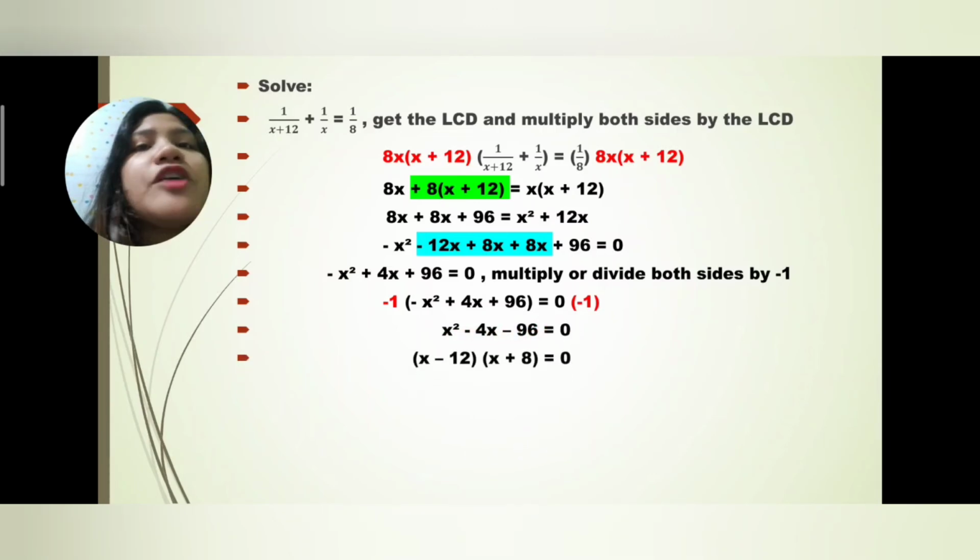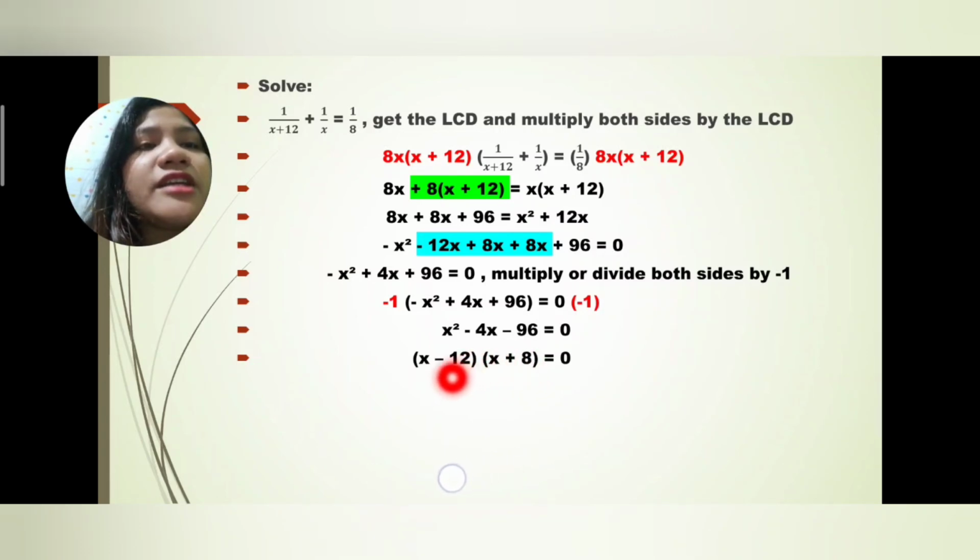Next is we are going to find the factors. We will use a factoring method. So, ang gagawin mo una is, hahanapan mo ng factors ito, negative 96. Then, yung factor na yun, dapat kapag i-add mo siya, ang result is negative 4. So, meron na dito, the quantity of x minus 12 times the quantity of x plus 8.